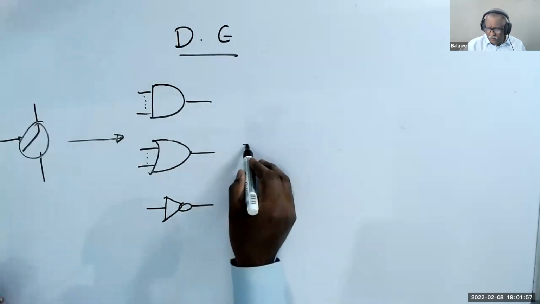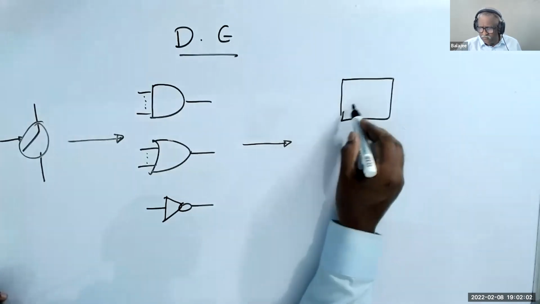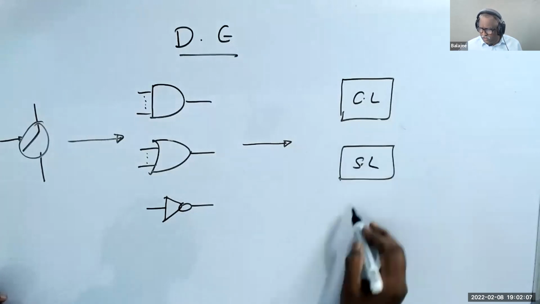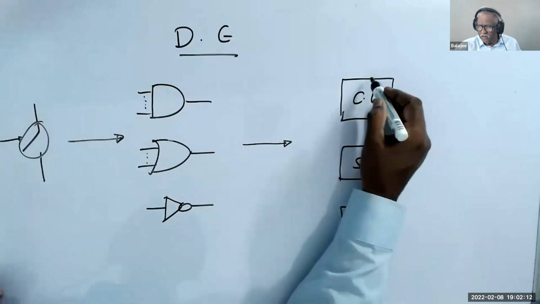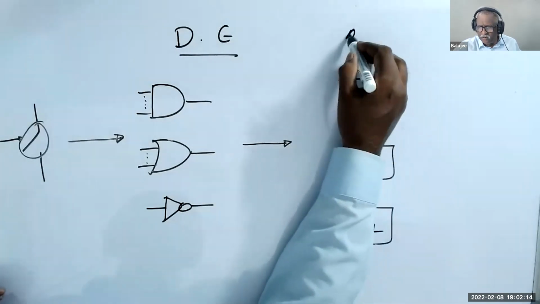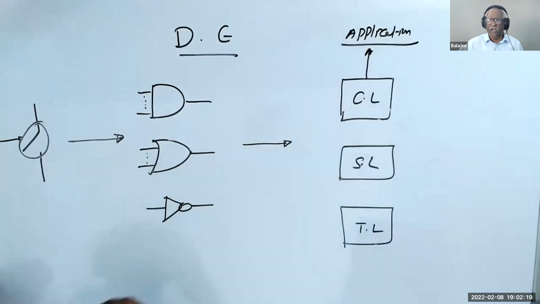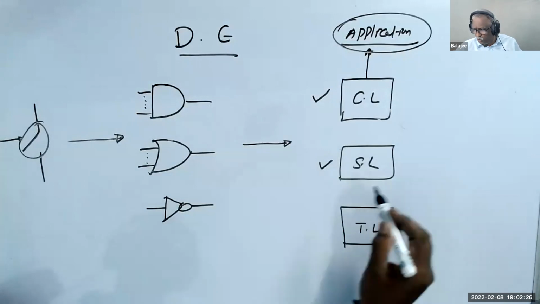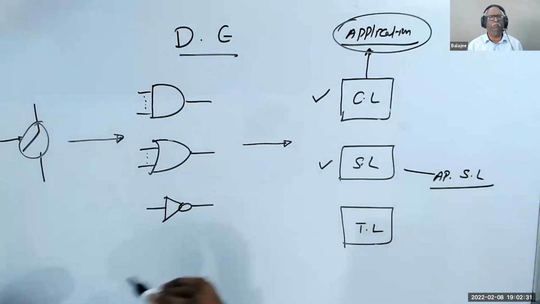From this, we derived three logics: combinational logic, sequential logic, and here is the application. This one is not a very important one, but this is important. Same way, this is important. And today we're going to discuss the application of sequential logic. What are the applications?